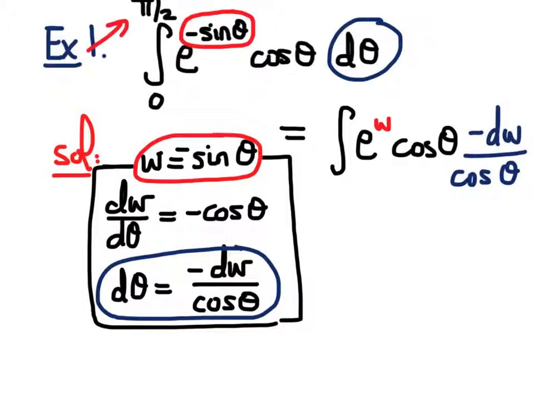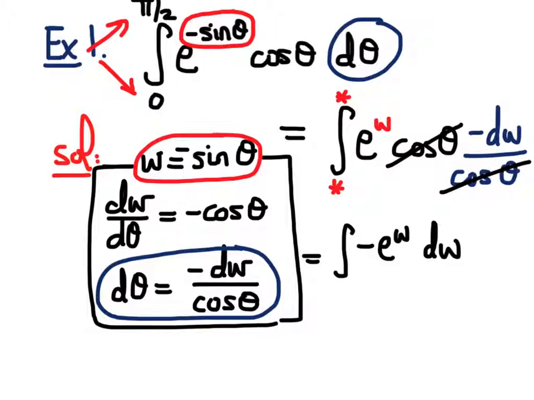These bounds refer to bounds on theta, whereas now we change to w. So what I'm going to do in the interim is put a little asterisk for these to remind myself that those bounds need to be adjusted, or else we need to go back to the variable of theta in the end. So we'll notice that the cosine thetas are going to cancel, and you're left with the integral of negative e to the w with respect to w. Again, our bounds are unknown at this point.